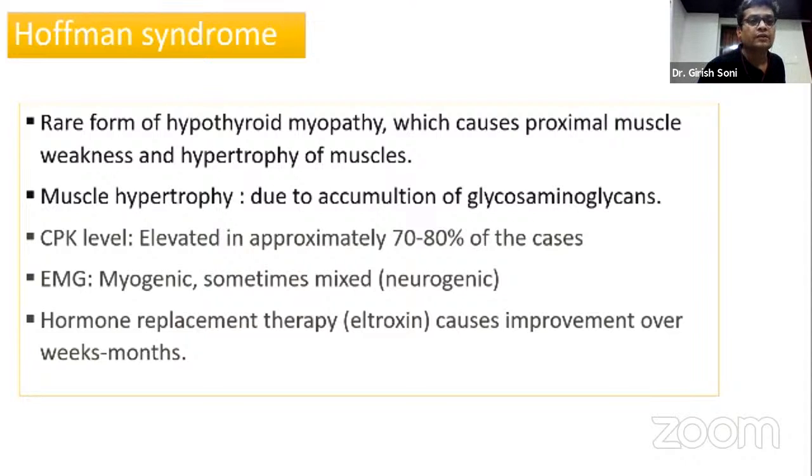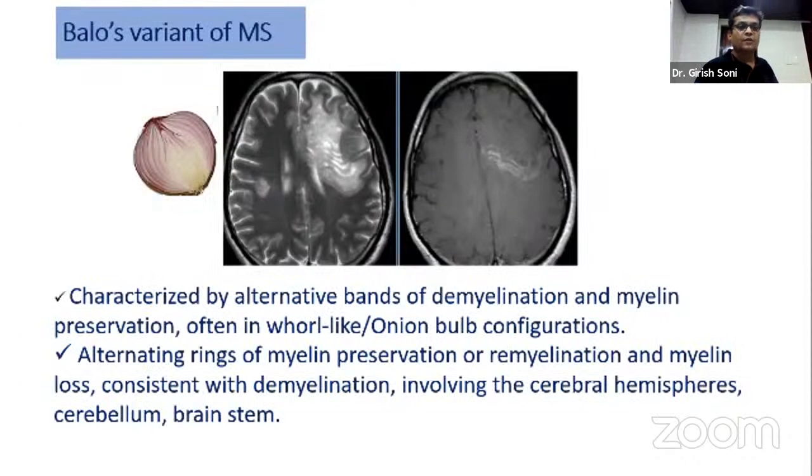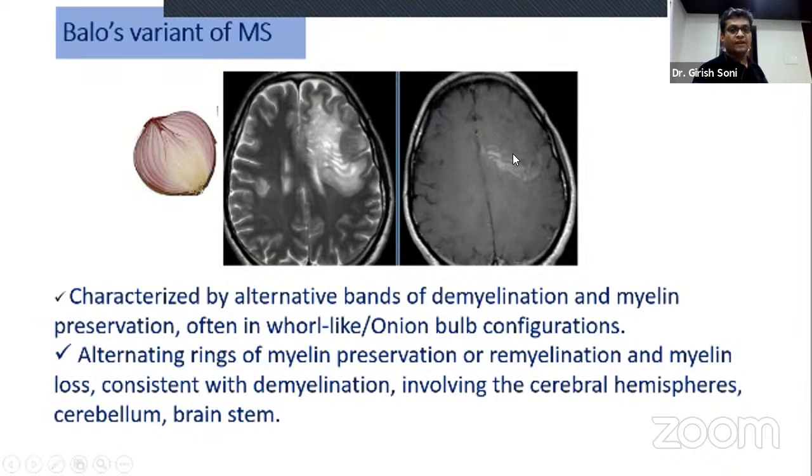Okay. Now last, we can easily see T2 as well as T1 contrast in a patient of demyelination. This is basically an image of demyelination where alternate hyper and hypo areas are seen, and they are basically because of alternate areas of demyelination and remyelination, and this is classical of Ballo's variant, onion bulb appearance.